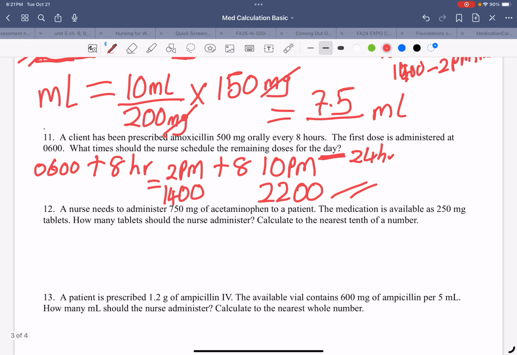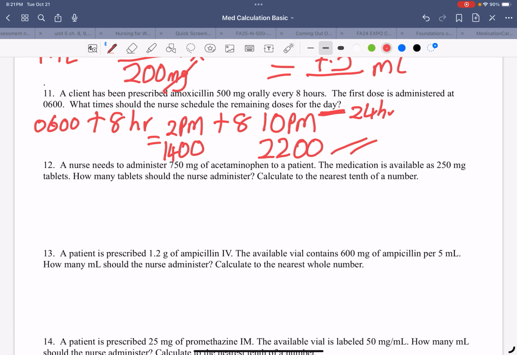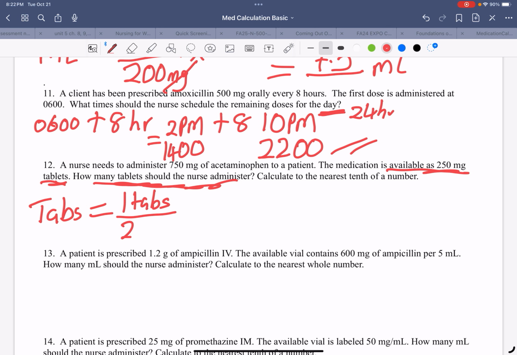All right, let's go to number 12. So now you can see, the nurse needs to administer 750 milligram of acetaminophen, Tylenol, to a patient. The medication is available in 250 milligram tablet. How many tablets? So again, what are we looking for? We're looking for tablets, right? How many tabs equals, what are we giving? So that means for every one tablet is equivalent to 250 milligram. And what are we looking for? 750 milligram. So now my milligram cancels milligram. So then 750 divided by 250, that would be 3 tablets.